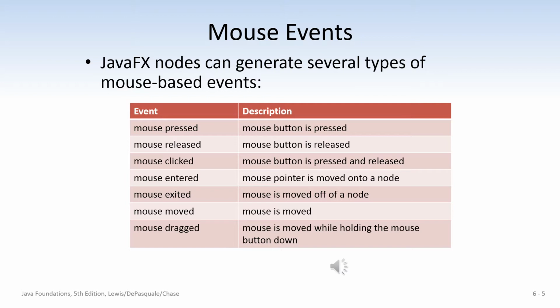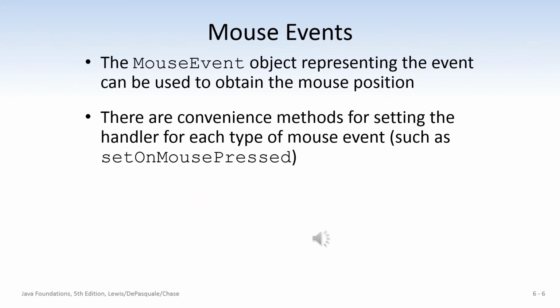And then when you move the cursor via the mouse off of a node, there's a mouse exited event. There's also a mouse moved event and mouse dragged. The difference between mouse moved and mouse dragged is that dragged is moving the mouse and holding the button down, and mouse moved is just moving the cursor via the mouse across the GUI. The mouse event object, which represents the event, can be used to obtain the position of the mouse. And we'll get to that shortly.